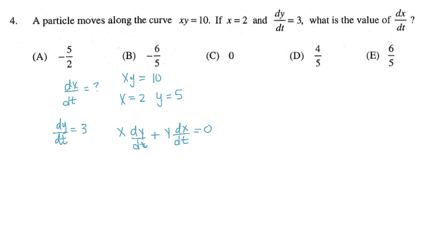And I would go ahead and just fill in all the information that I know. We know x is 2, we know dy/dt is 3, plus y is 5, and dx/dt is what we're trying to find, and equals 0. So from this, we can quickly see that our answer should be negative 6/5. So that's answer choice B.